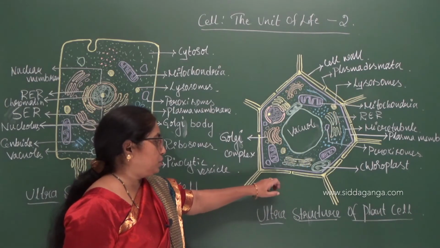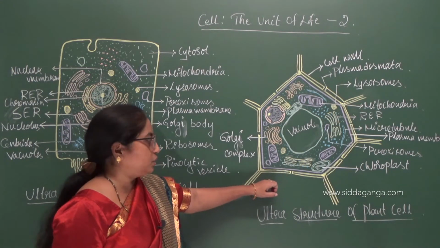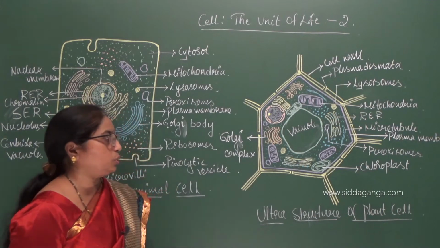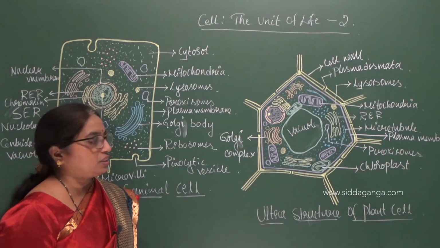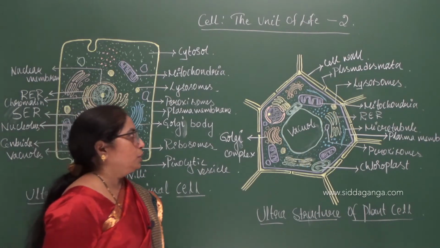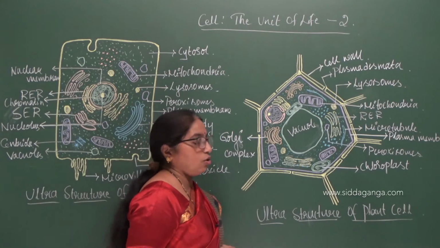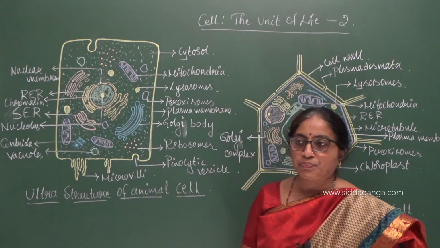So chloroplast is unique only to the plant cell. Cell wall is also unique to the plant cell, which is absent in case of animal cells. So this is the ultrastructure of plant and animal cells.